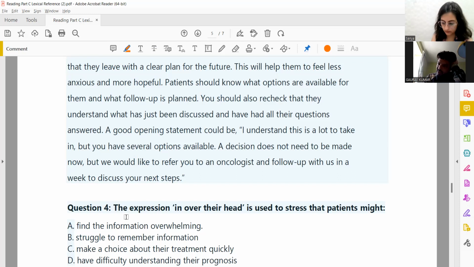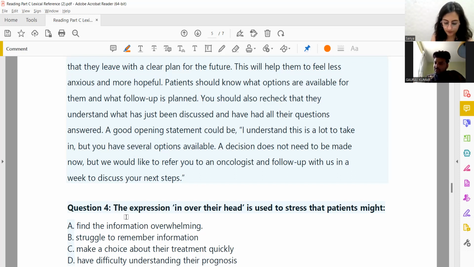In the strategy and summary, a patient who receives serious news will often feel that they are in over their head. So you should make sure that they leave with a clear plan for the future. This will help them to feel less anxious and more hopeful.